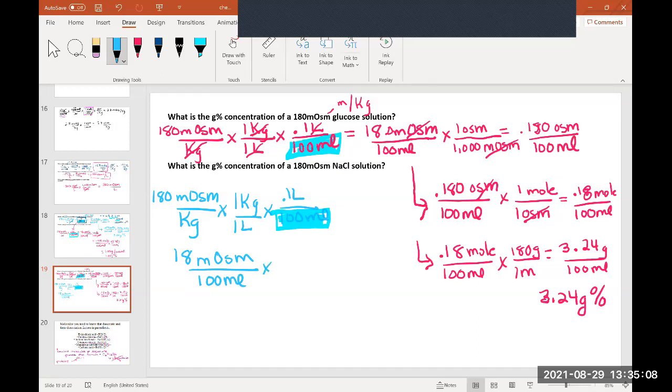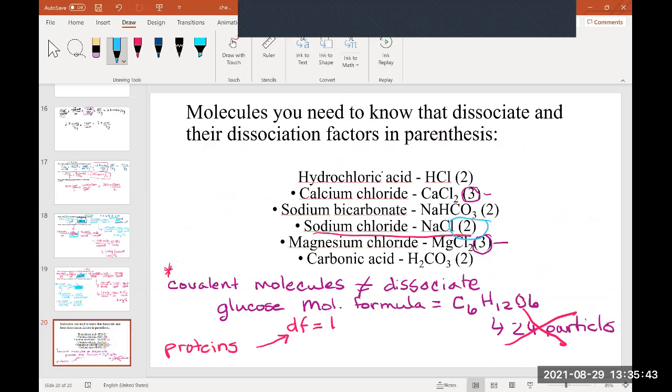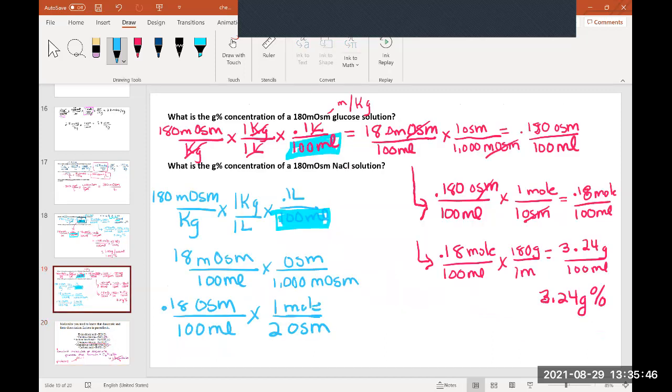Let's get rid of our milliosmoles. There are 1,000 milliosmoles for every osmole. And that means now I have 0.18 osmole of sodium chloride for every 100 milliliters of solution. Now for sodium chloride, for every 1 mole, there are 2 osmoles based on its dissociation factor. Again, shown here of 2. It breaks up into sodium cations and chloride anions.